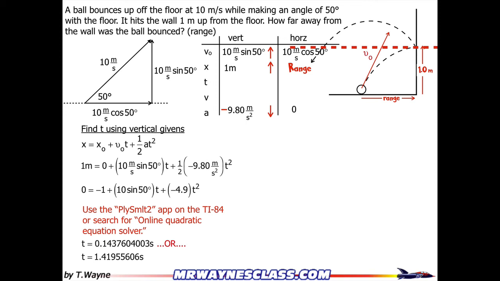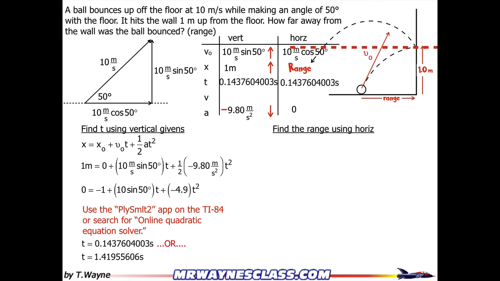But now I've got to figure out which one of these times is the one that I'm after. And if you look at the picture, you can see that I'm after the one for the ball on the way up, because on the way up is when it hit the wall, not on the way down. So I want the shorter of the 2 times. So I'm going to use the 0.14 time. And I'll write it in both columns just as a reference. It doesn't really have to be there, but that's just me putting it there for a reference.